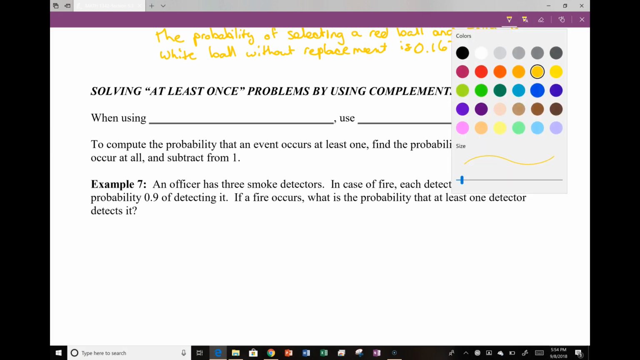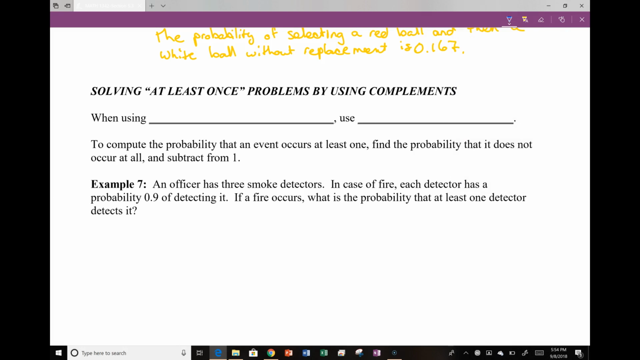Many times, we want to look at things using their complements. We've already discussed complements. They're the opposite of something happening. The complement of it being Sunday is it not being Sunday. The complement of it raining is it's not raining. It's the "not." When using "at least once," we want to use the complement because of the fact that "at least once" can take a lot into account.